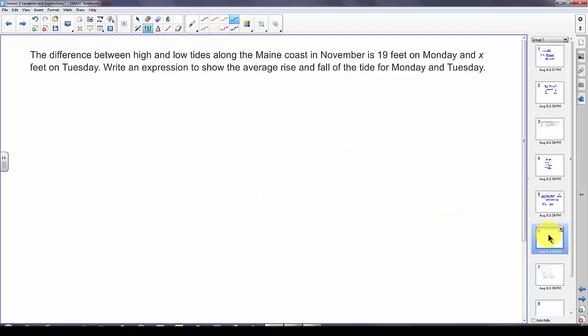Next, you've got to read this problem carefully to understand what they're asking for. The difference between the high and low tides on the Maine coast in November is 19 feet on Monday, and it's X feet on Tuesday. And they want you to write an expression that shows the average rise and fall. Well, rise and fall means difference, first of all. All right, so that's right here for Monday and Tuesday.